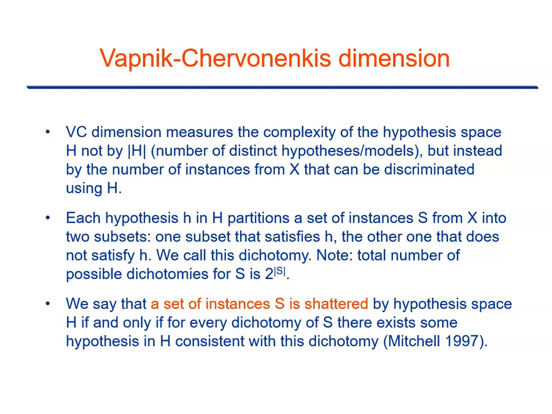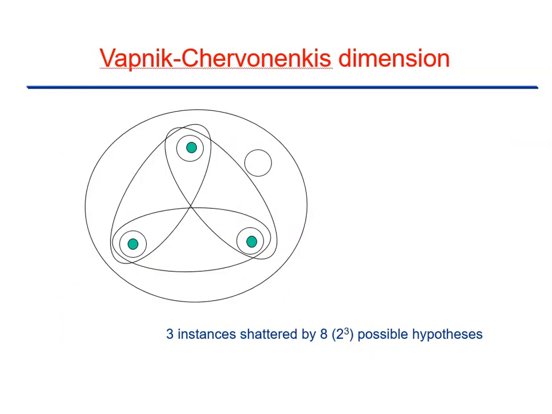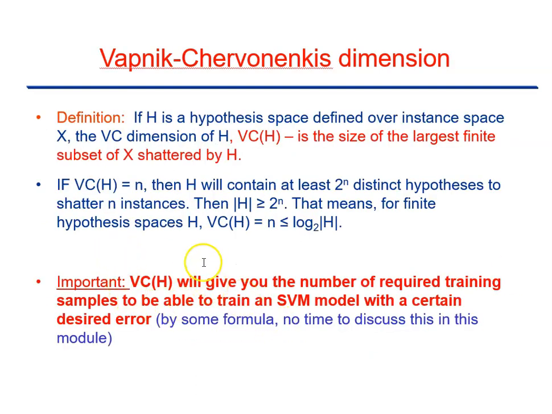But anyhow, if someone is interested, I would refer them to some titles in the reading list, and I wish you much success in digging into this topic. What you have to keep in mind is that the VC dimension for a problem will give you the number of required training samples to be able to train a support vector model with a certain desired error. But in practice, it's very difficult to calculate. And to be honest, I'm not sure how many of you will deal with this issue unless, for example, you are interested in very theoretical machine learning issues in a future PhD or later in a future academic career. But for applying support vector machines to a real world problem, I think it's enough to know what the VC dimension is and what its purpose is.